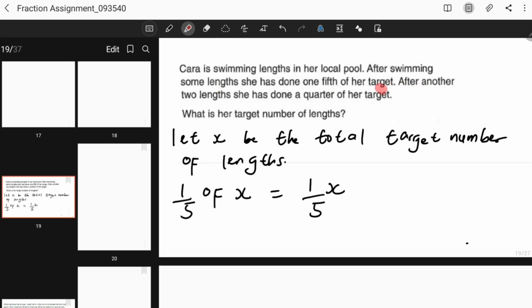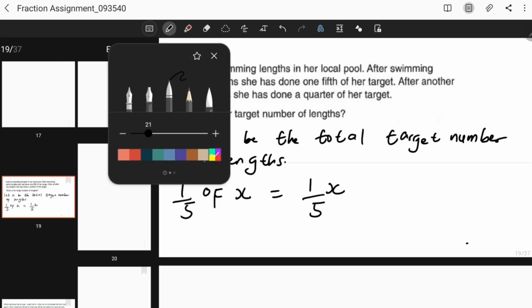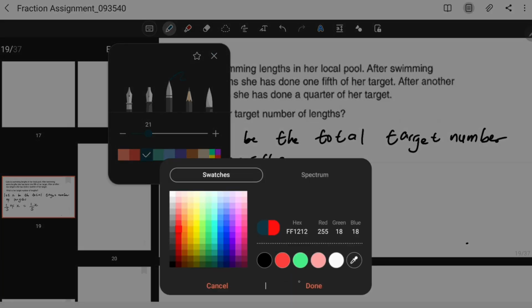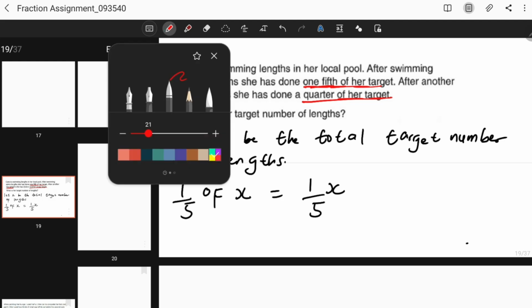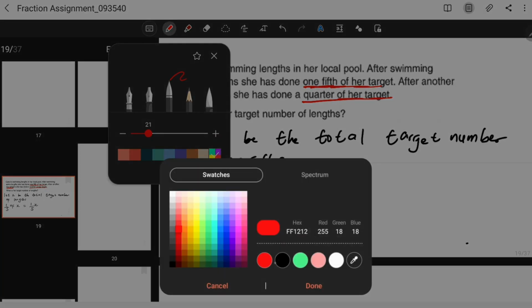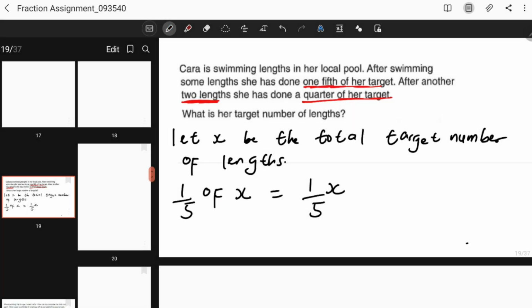Now pay close attention to this. It said after another 2 lengths. Take note of these keywords here. After another, let me underline it, let me use red for emphasis. After another 2 lengths, we'll have 1/5 of our target and we'll have a quarter of our target. So these are places we have to pay attention while solving this very problem. All right, so 1/5 of x.